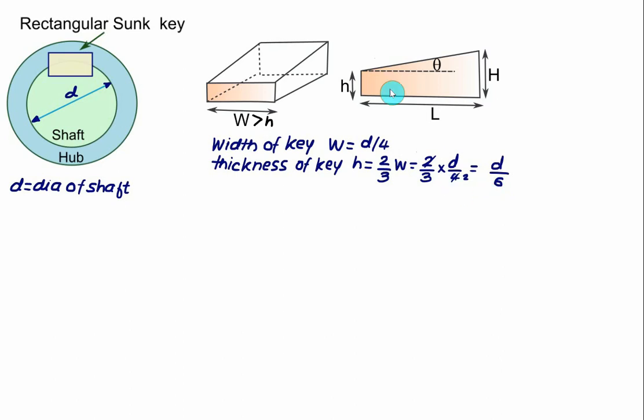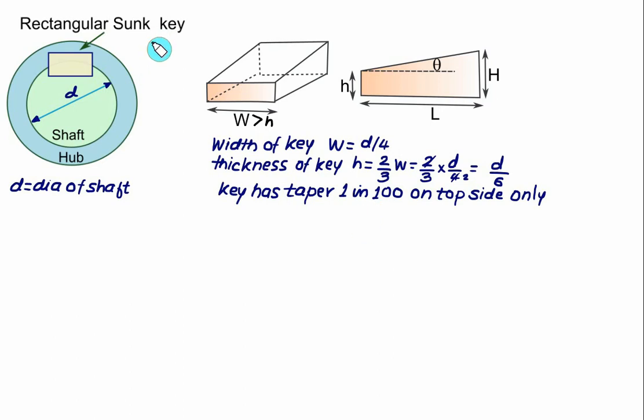This key has a taper, that is the value of theta. Tan theta is 1 by 100. And this taper is provided only on the top side, not on the bottom side. So only on the top side you have to provide a taper of 1 in 100.